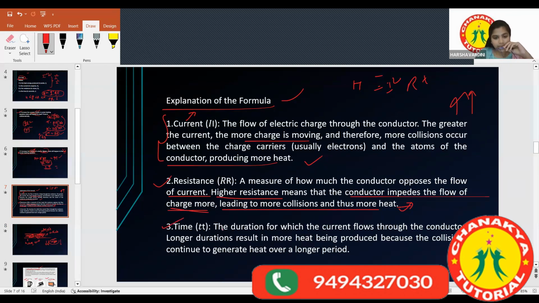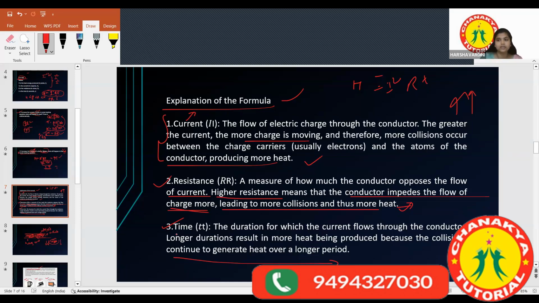And now coming to time. The longer the duration for which the current flows through the conductor, the more heat results. Obviously, when the current flows for a long period of time, the heat will increase automatically, right? Because the collisions continue to generate heat over a longer period. When I'm running electrical appliances for a longer time, I can feel the heat, right?